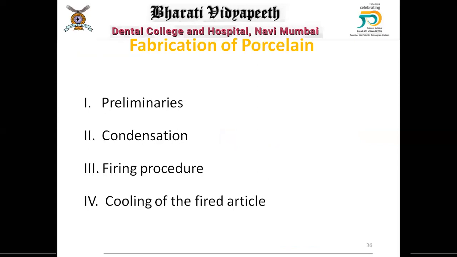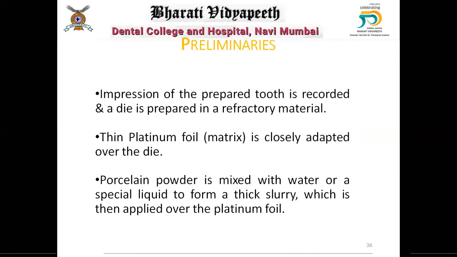Now, there is a process of fabrication of porcelain. There are different stages: preliminaries, condensation, firing procedure, and cooling of the fired article. So, preliminaries consist of getting the dye out of the impression. So, an impression of the prepared tooth is recorded. Dye is prepared in a refractory material. A thin platinum foil matrix is adapted.